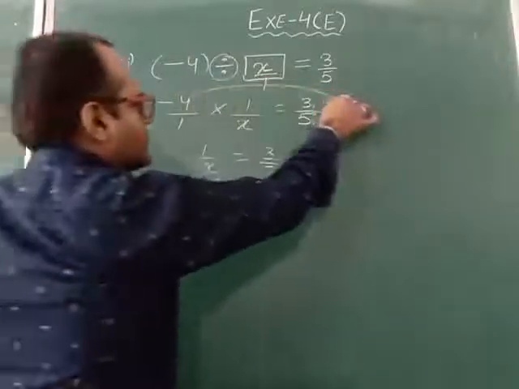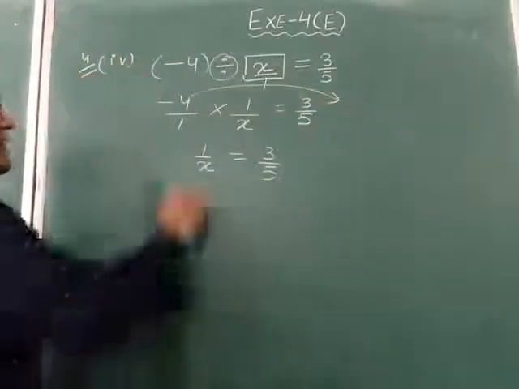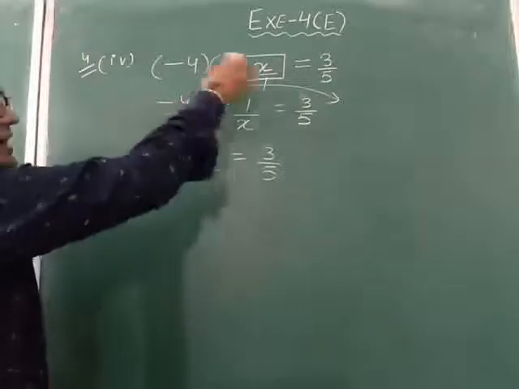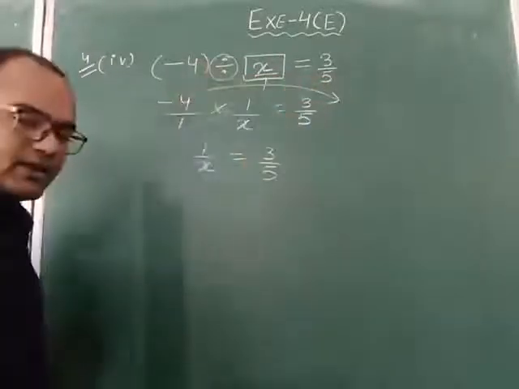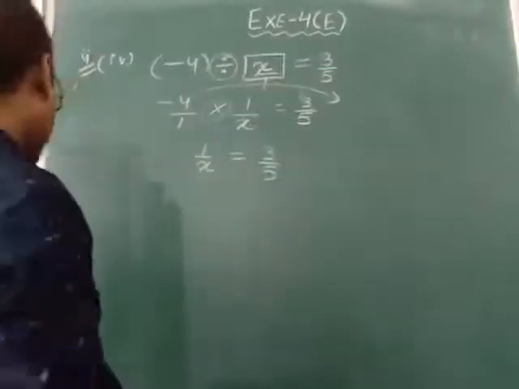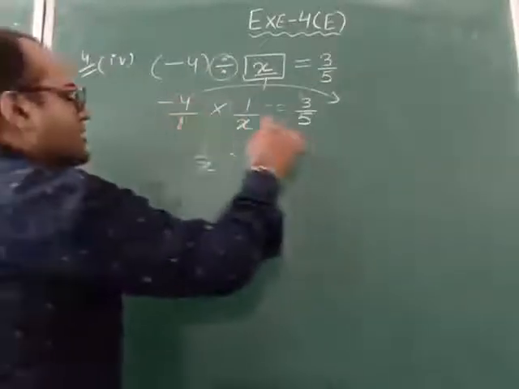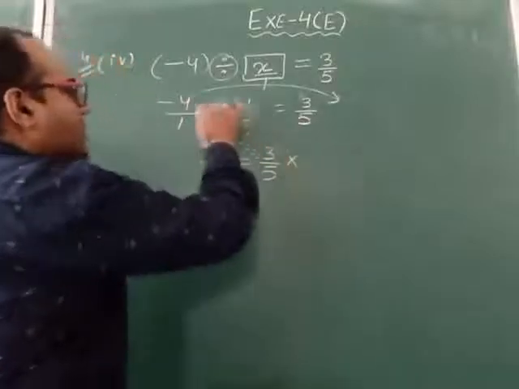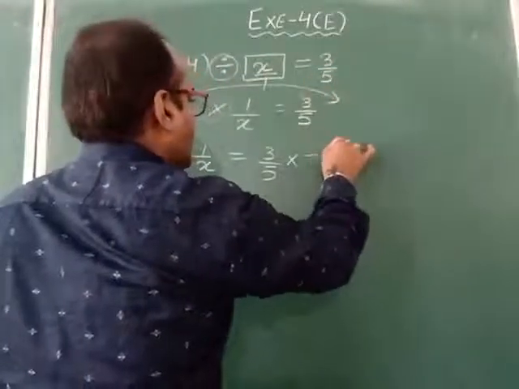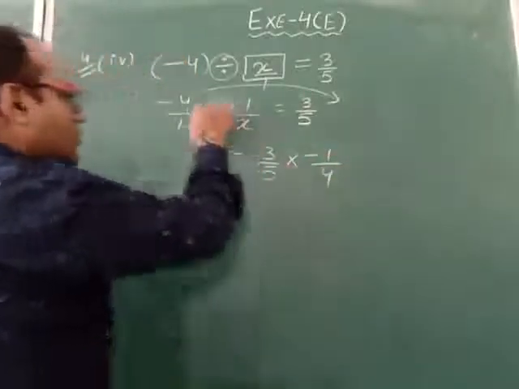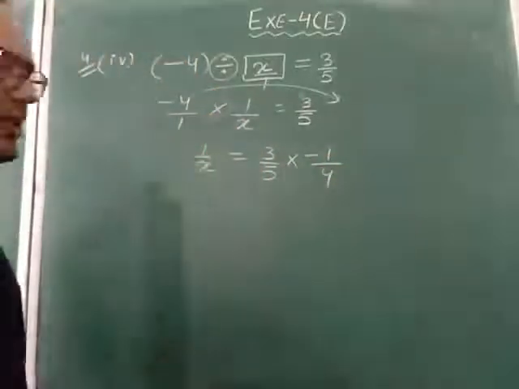This number will shift to the right side. When we shift this number to the right side, because of the multiplication here, we have to take the reciprocal. So minus 4 upon 1 is given, with multiply, and when we bring this minus 4 upon 1 to the right-hand side, it becomes minus 1 upon 4. So 4 upon 1 will change to 1 upon 4.